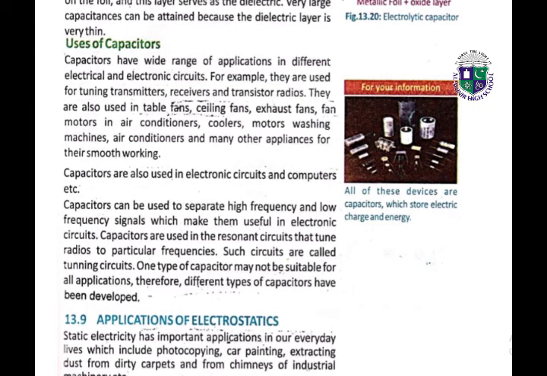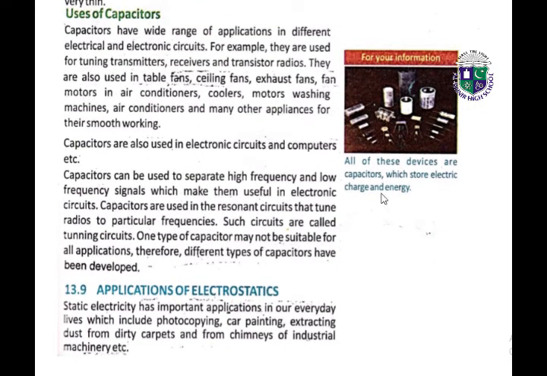Next we have some uses and applications of electrostatics and uses of capacitors. Where do we use capacitors? Capacitors have a wide range of applications in different electrical and electronic circuits. For example, they are used for tuning transmitters, receivers, transistors and radios. They are also used in table fans, ceiling fans, exhaust fans, air conditioners, coolers, motors and washing machines. So these are all the uses of capacitors. Capacitors are also used in electronic circuits and computers.